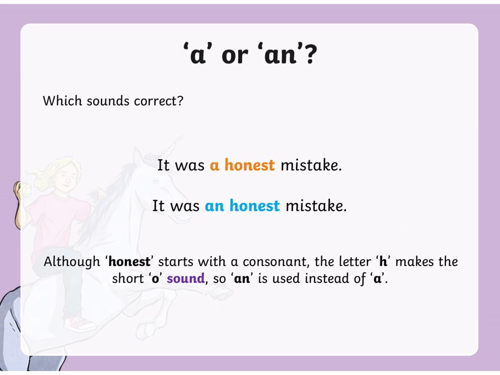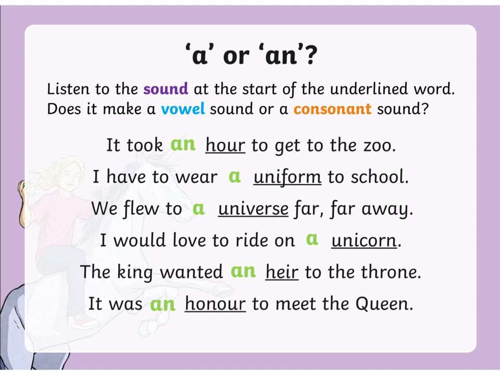There are some exceptions in English while using a or an. We have to go with the sound. For example, it was an honest mistake. Although honest starts with a consonant, the letter H makes the short O sound. So an is used instead of A. What is used here? An. And this is correct.